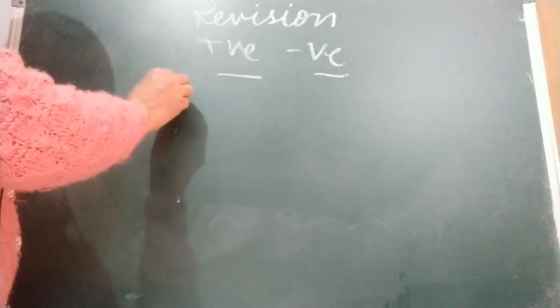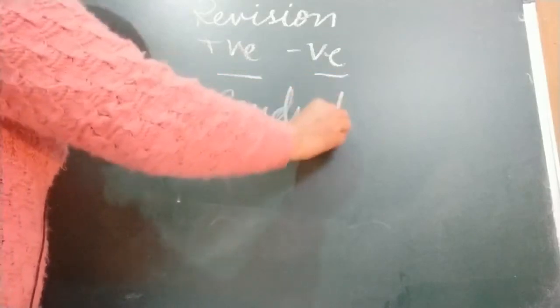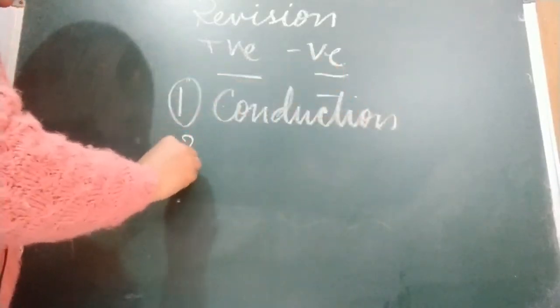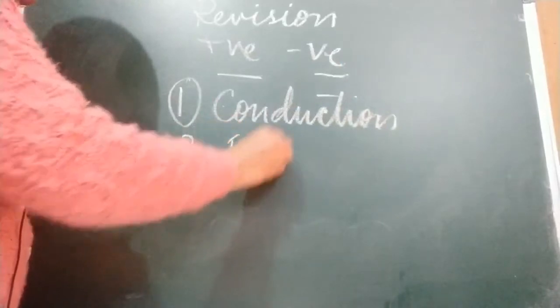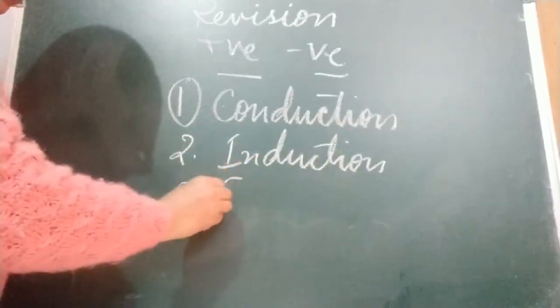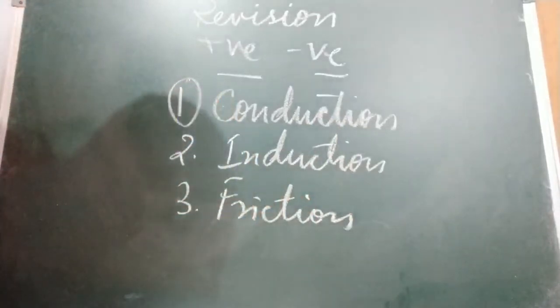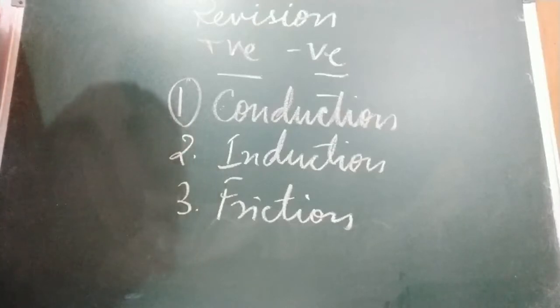There are different ways of charging a body. We can charge a body in three ways: charging by conduction, charging by induction, and charging by friction. In friction, when two objects are rubbed together, there is friction between them. Therefore, the method of charging an object by rubbing it against another is called charging by friction.